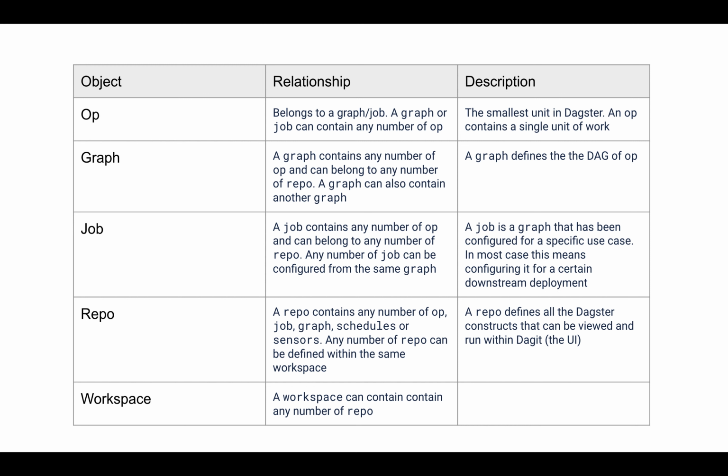So we talked about all this before, but this is just how the various objects in Dagster for a pipeline roll up into each other: a graph can contain multiple ops, a job can be configured, or multiple jobs can be configured off of a graph, a repo can contain many jobs, and a workspace can contain many repos.